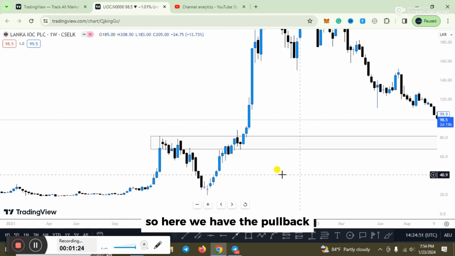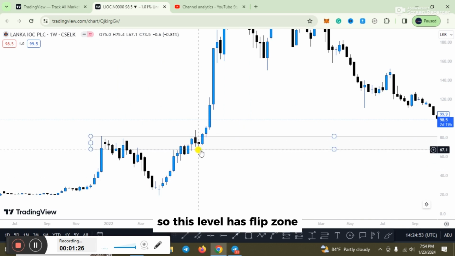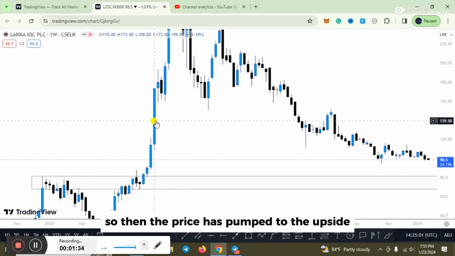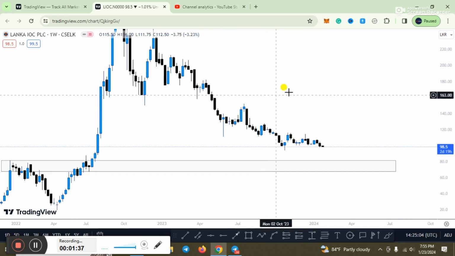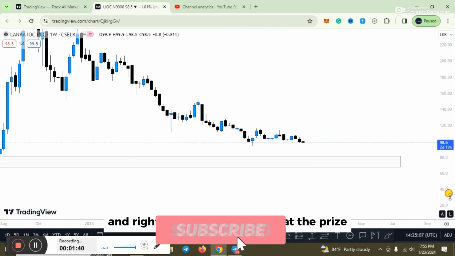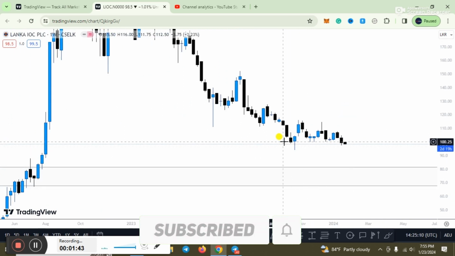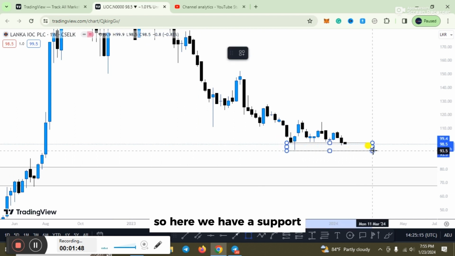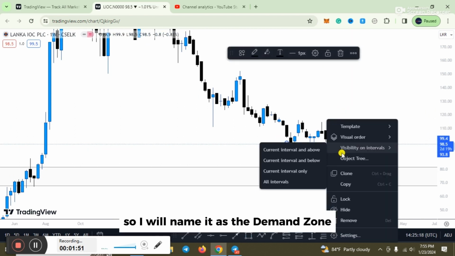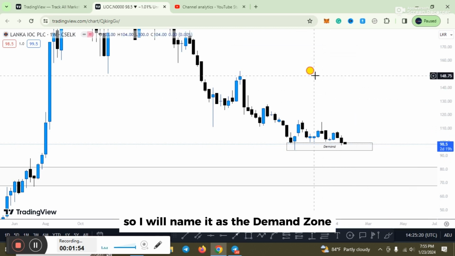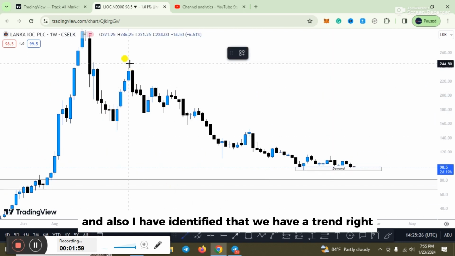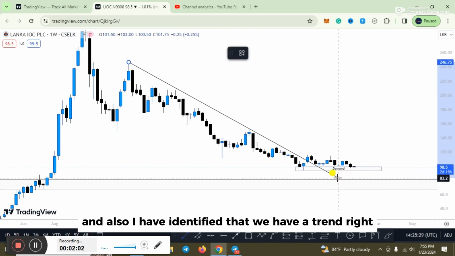Here we have the pullback, so this level has changed character to a flip zone, which is support right now. Then the price pumped to the upside, and right now we are seeing that the price has shown a support on the daily time frame as well. So here we have a support, which I will name the demand zone, and I have also identified that we have a trend, right?